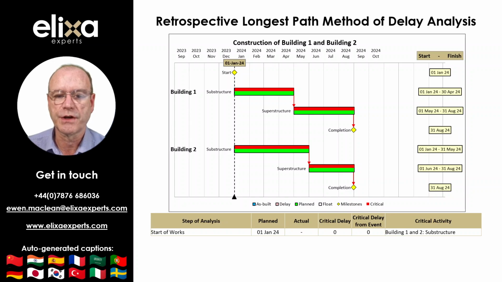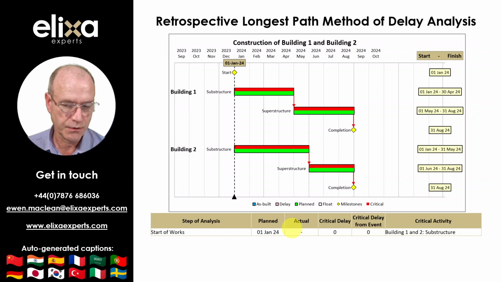In order to demonstrate the technique in action, I've shown an as-planned program here for the construction of two buildings, Building 1 and Building 2, each comprising a substructure and superstructure. The start date is the 1st of January and completion is forecast to be achieved on the 31st of August. I've recorded the base details of the program in a table below to assess the impact of any delay events.